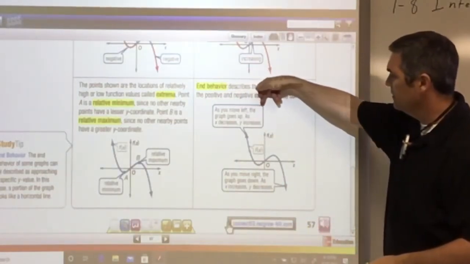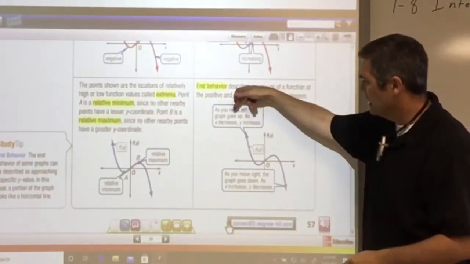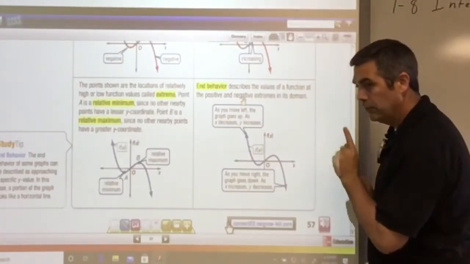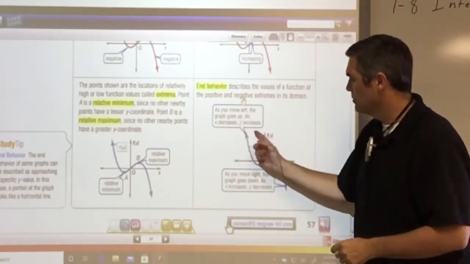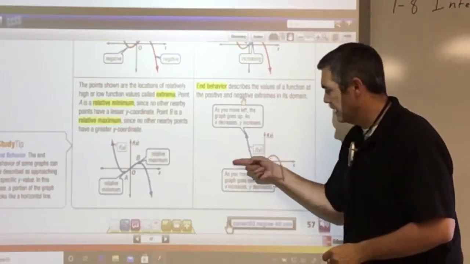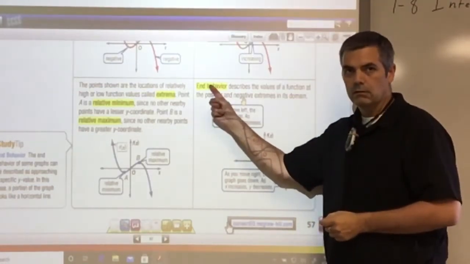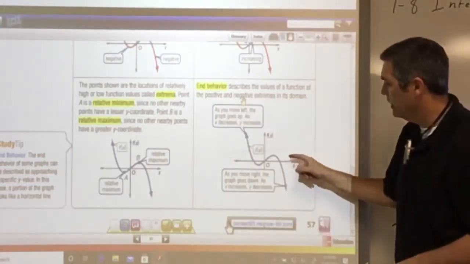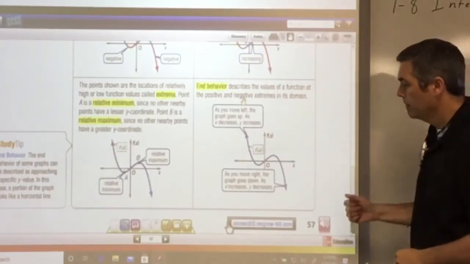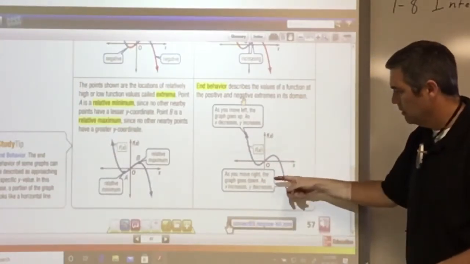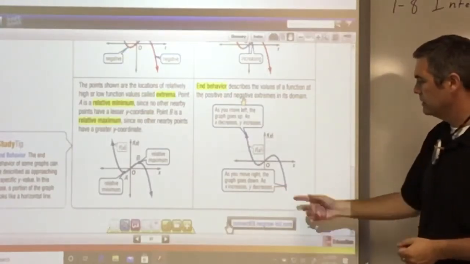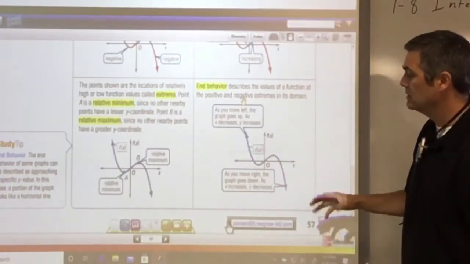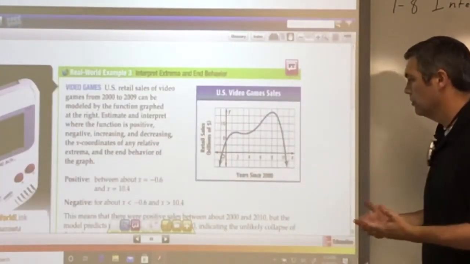As you move left, the graph goes up. As x decreases, y increases. That's what you're looking at. What's happening at either end of this line? Well, over here, as you move right, the graph goes down. As x increases, y decreases. And you're going to see different versions of these, but they all really go to the same thing, right?